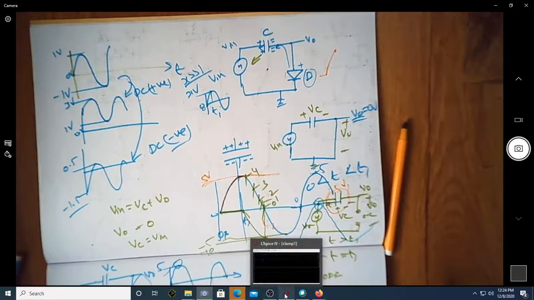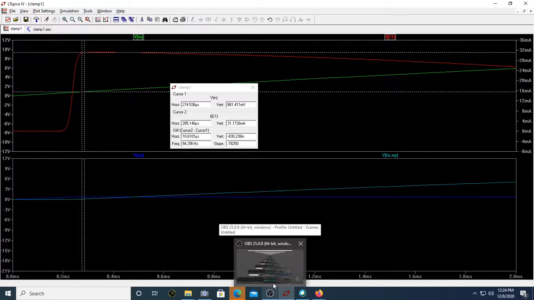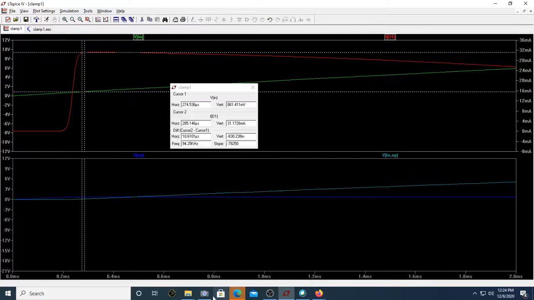Let me go to this circuit. Let me write the equivalent circuit for what happens when the diode is on in a typical circuit. So what I'll have now is, just a minute, let me show you.